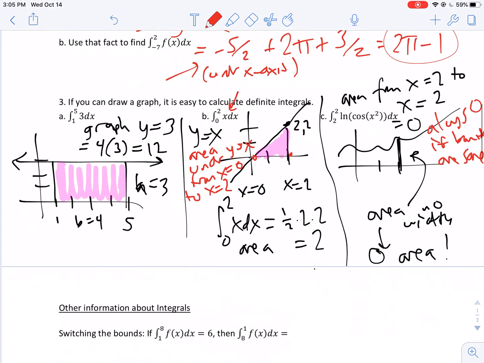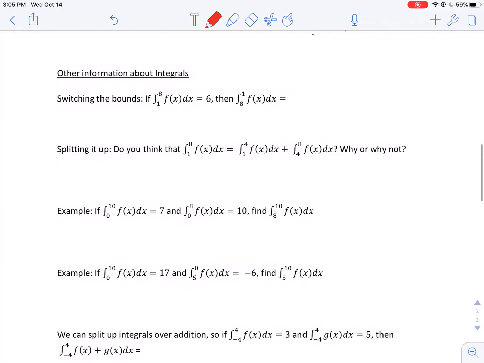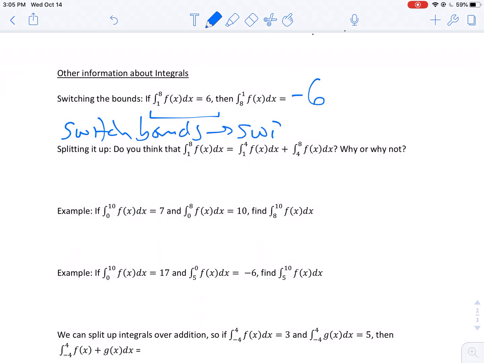Okay, let's go on and talk about just a couple properties about these that I think we'll find helpful. All right, switching the bounds. If you have the integral 1 to 8 of f is 6, then the integral 8 to 1 of f is negative 6. Basically, you're going backwards. So what this is saying is that if you switch the bounds, all it does is it switches the sign of the area. Just like going upside down switches the sign, going backwards switches the sign.